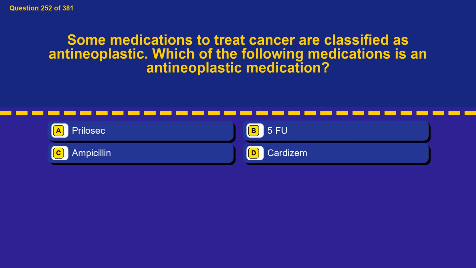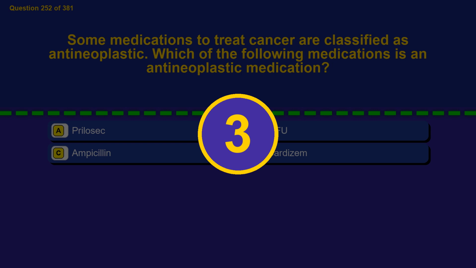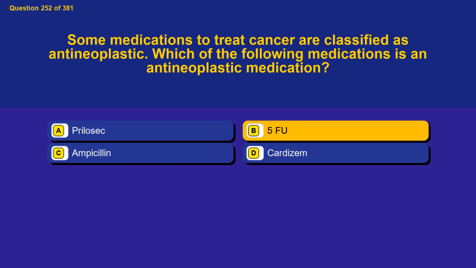Question 252. Some medications to treat cancer are classified as antineoplastic. Which of the following medications is an antineoplastic medication? Option A, Prilosec. Option B, 5-FU. Option C, ampicillin. Option D, cardizem. The correct answer is option B, 5-FU.